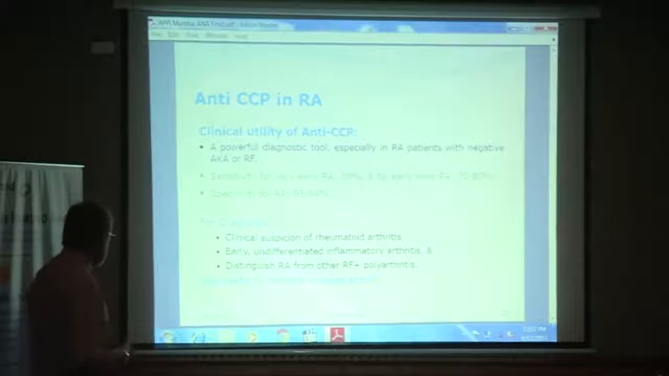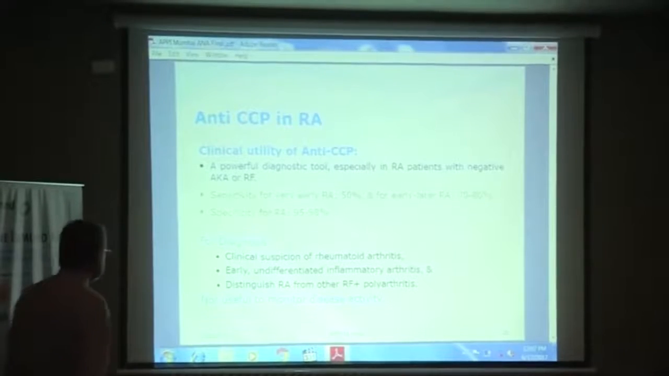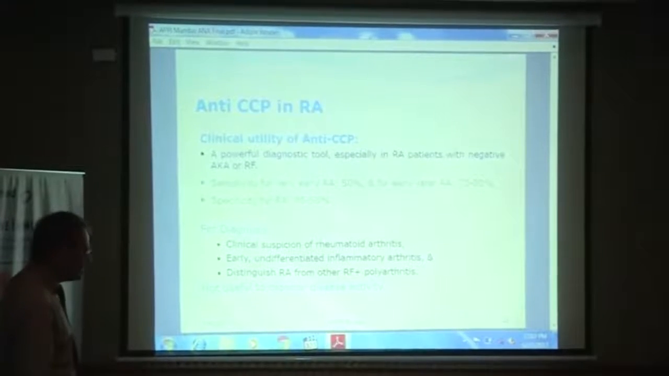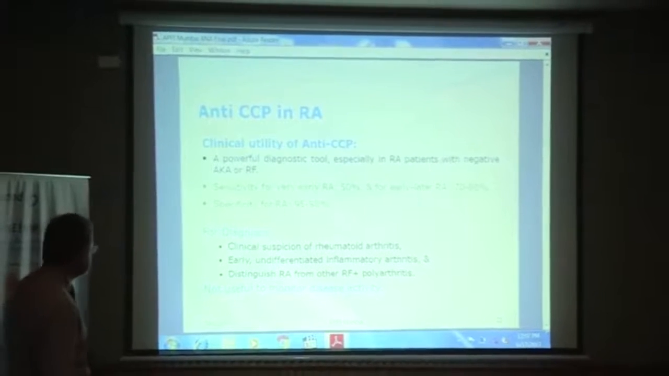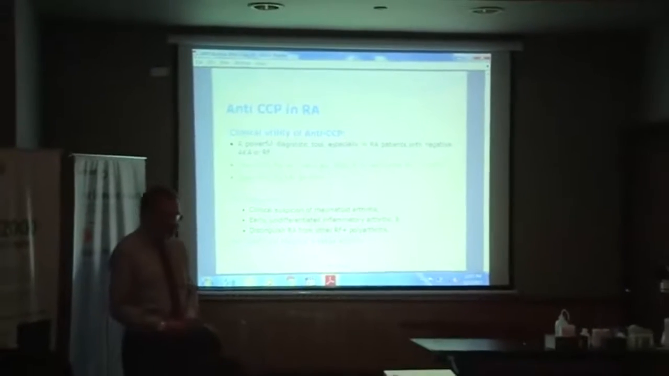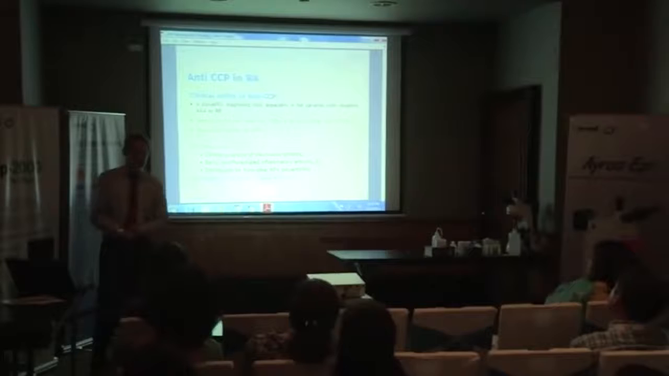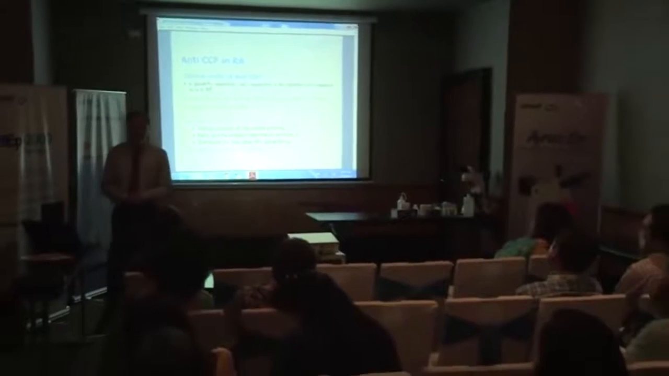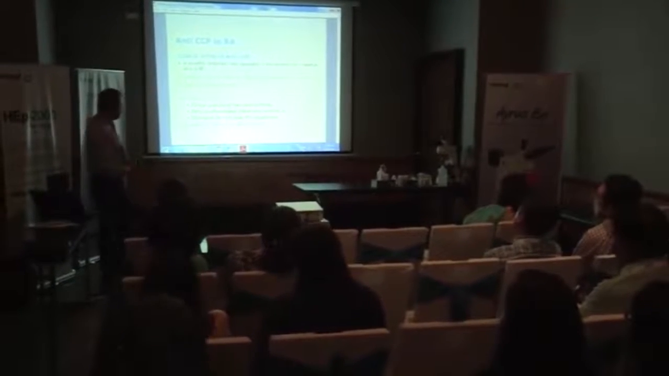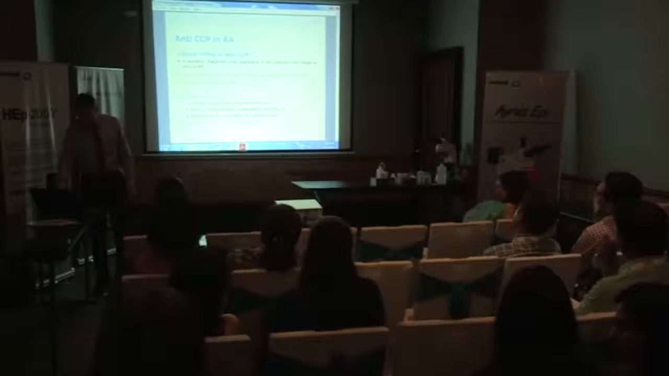It is used for diagnosis in certain scenarios like clinical suspicion of RA, early undifferentiated inflammatory arthritis, and to distinguish rheumatoid arthritis from other RF positive arthritis. There are many other arthritides which are not RA but are still positive for RA factor, and where you have to confirm by anti-CCP. It is again not used, like ANA, for monitoring.